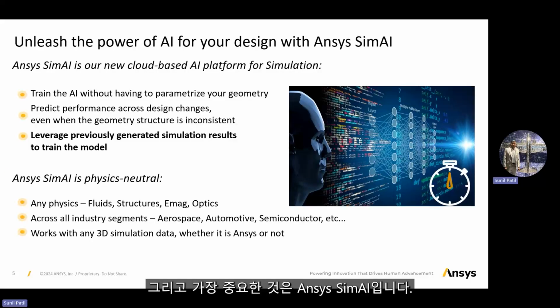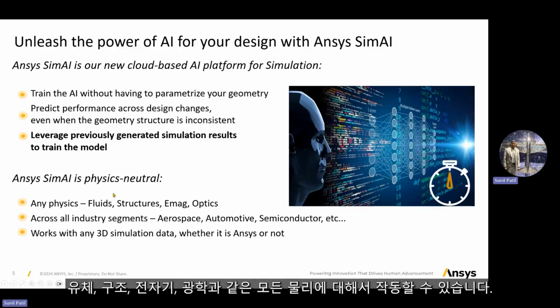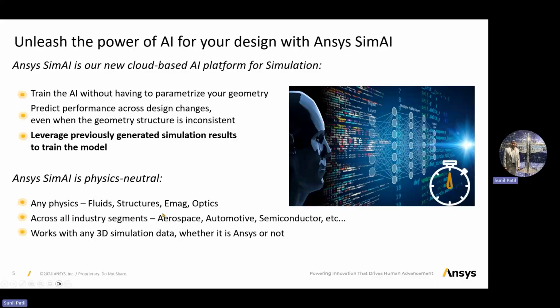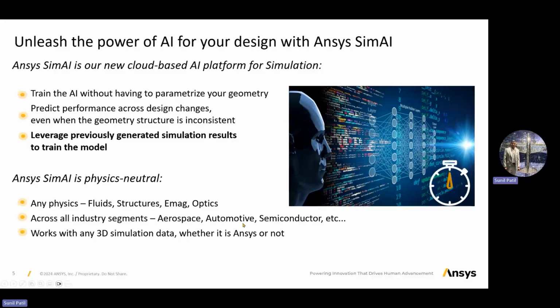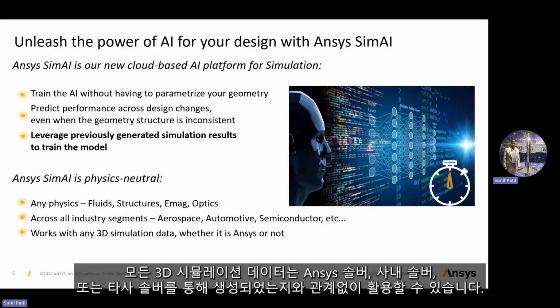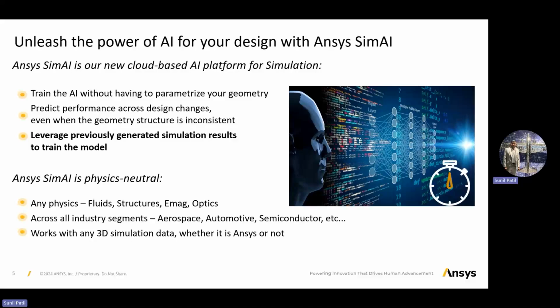And most important is that Ansys SimAI is physics neutral. It can really work for any physics, such as fluids, structures, electromagnetics, optics. It can work for any different applications, industry segments, such as aerospace and defense, automotive, semiconductors, and so on. And works, as I mentioned earlier, for any 3D simulation data, whether generated through the Ansys solvers or your in-house solvers or third-party solvers.